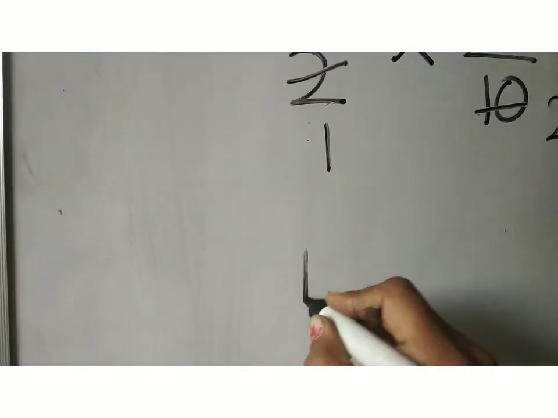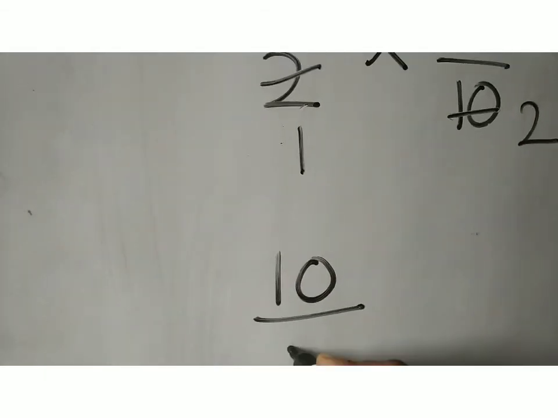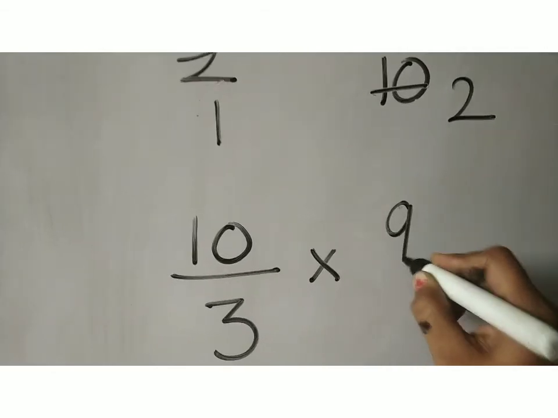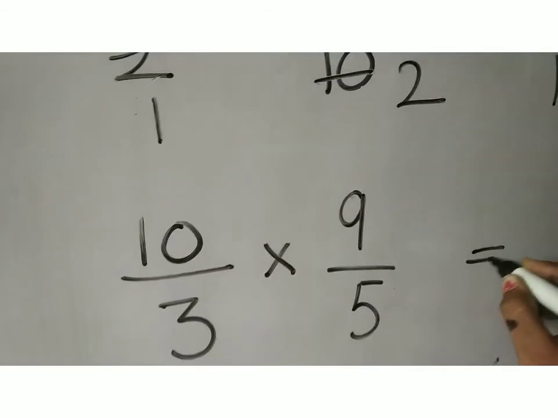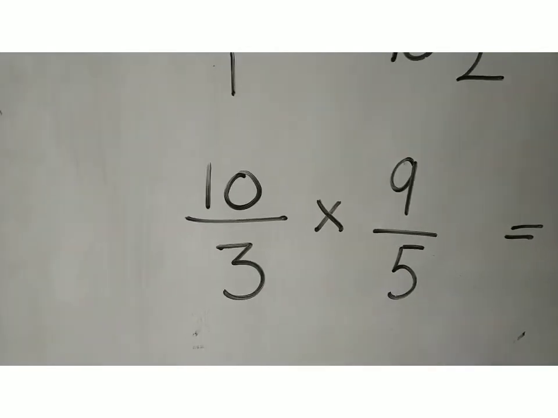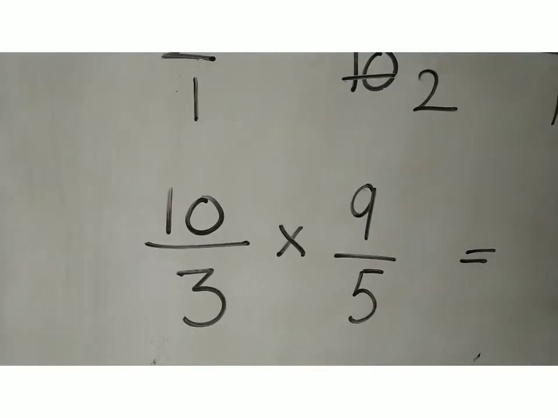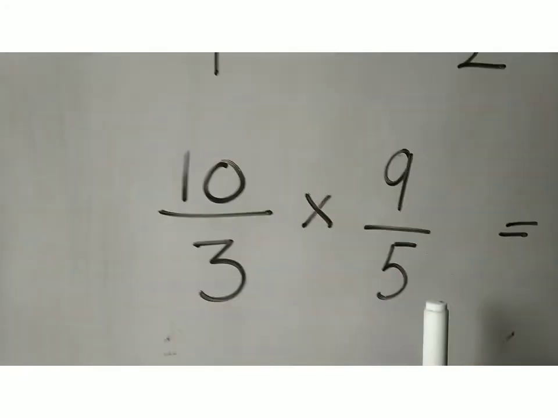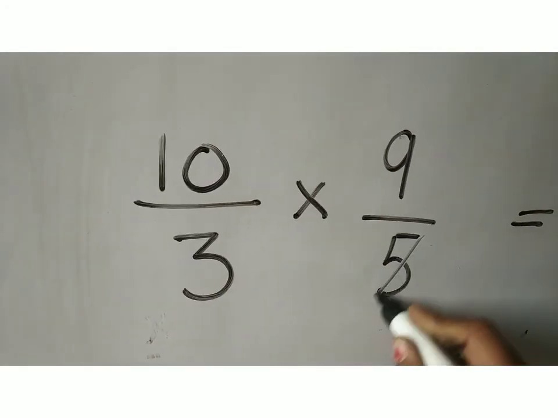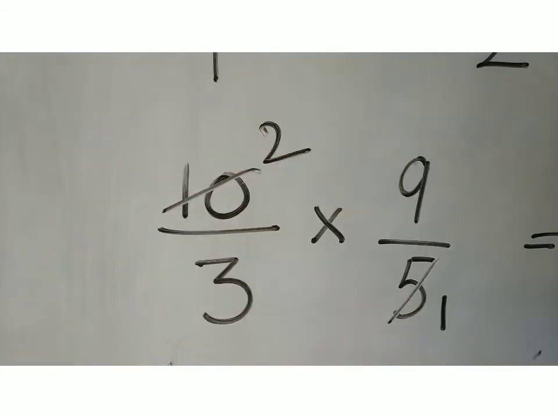You will understand more. Suppose I take 10 upon 3 multiply by 9 upon 5. Here in this condition, I can cut this 10 by 5. That means you have to take a common number by which you can divide this 10 also and 5 also. I can divide this by 5 itself. So 5 ones are 5, 5 twos are 10.